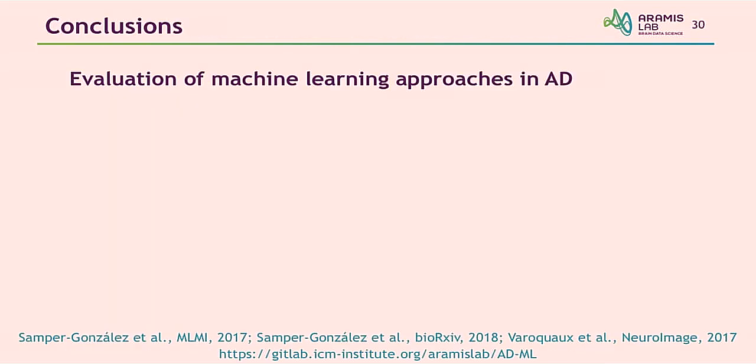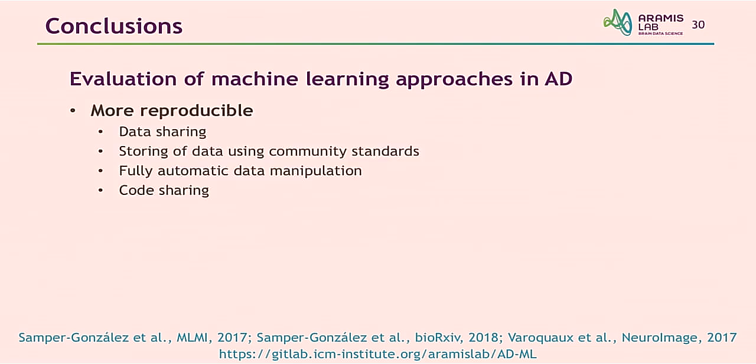So to conclude, during this presentation I've described elements that contribute to making evaluations of machine learning approaches more reproducible and more objective. Reproducibility is the ability to reproduce results based on the same data and experimental procedures. And there are several key elements to guarantee this reproducible research. These include, for example, data sharing.